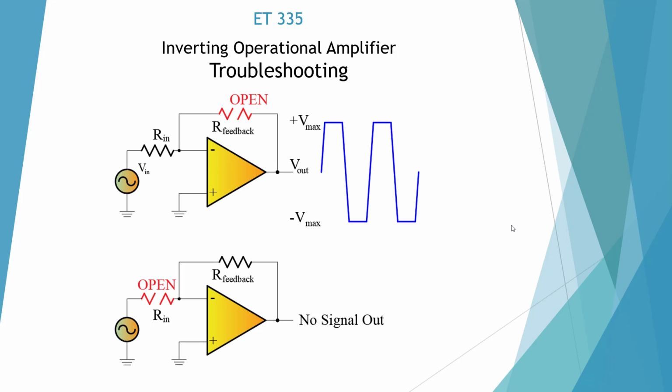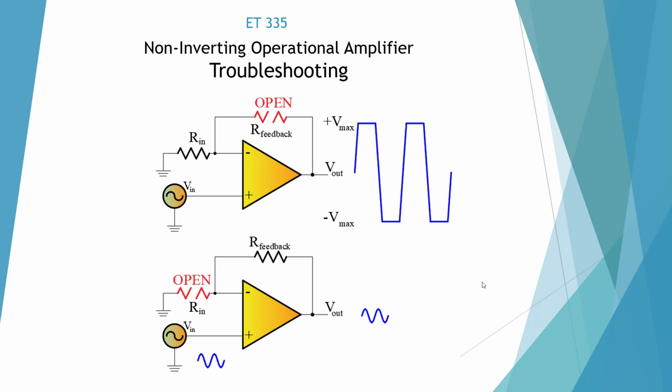Here I'm showing inverting op-amp troubleshooting. If we were to lose our feedback resistor, that means that we have no feedback voltage. So we're going to have infinite gain. So our output is going to be clipped and limited by our maximum voltage, which would be our rail voltage. And it would be a clipped sine wave like that. If the input is open, there's no way to get a signal in, so we get no signal out.